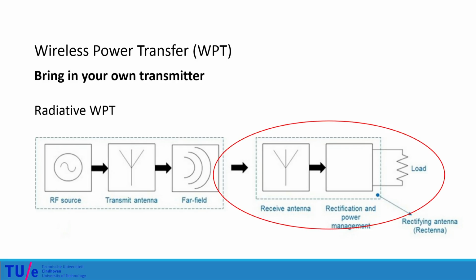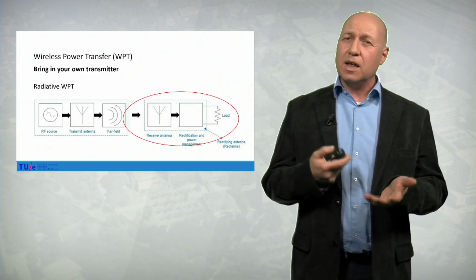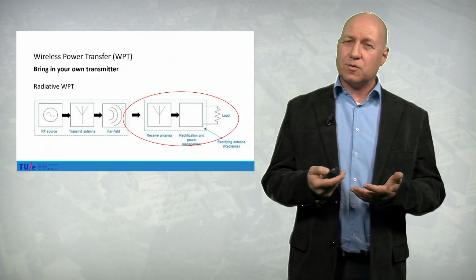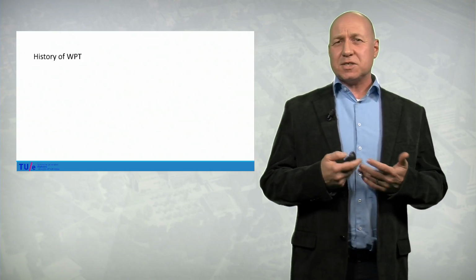The receiver in its most basic form consists of an antenna connected to a rectifier. The DC voltage coming out of the rectifier is used to power our application. The combination of antenna and rectifier we normally call a rectenna, from rectifying antenna.